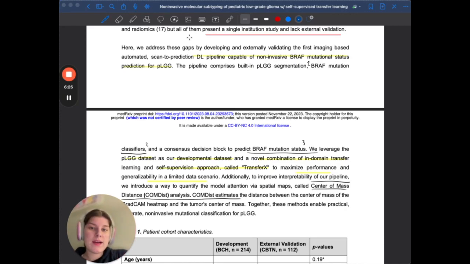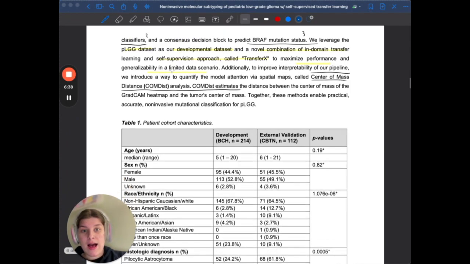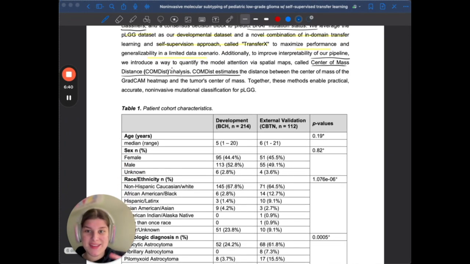So here we have our pediatric low-grade glioma segmentation, our BRAF mutation classifiers, a consensus block to predict the BRAF mutation status, and then we're going to leverage this through our developmental data set. After this, they put in the domain transfer learning using a self-supervision approach. This is where TransferX comes in, and we're going to figure out if our tumor and the center of mass for the heat map is relevant.